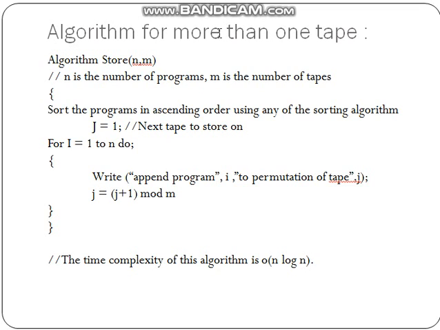This is the algorithm for more than one tape. Here n is the number of programs and m is the number of tapes. Sort the programs in ascending order using any sorting algorithm. Here j is considered as 1, so for tape equal to 1, and for i ranging from 1 to n, append program i to the permutation of tape j. So j is equal to (j plus 1) mod m, and the time complexity of this algorithm is big O of n log n.